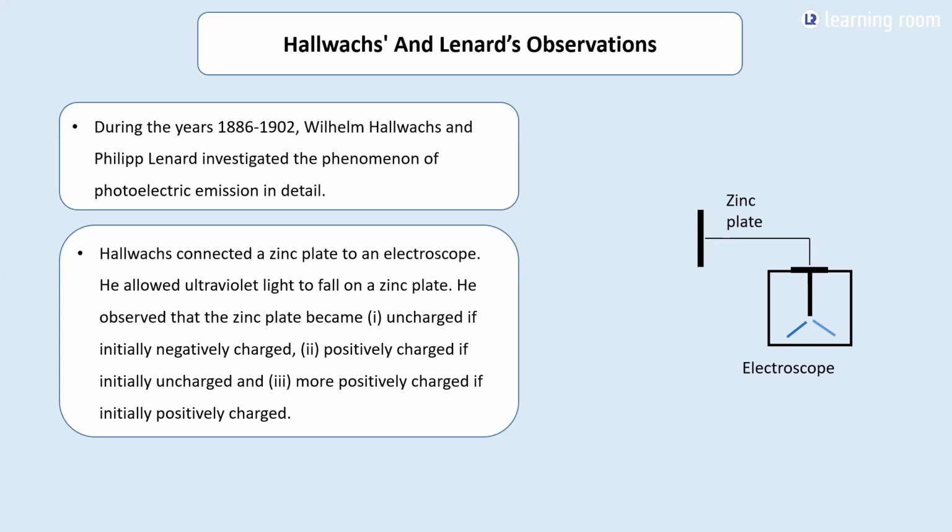In a similar way, if it was already positively charged, it became more positively charged because electrons were getting liberated. And if the plate was initially uncharged, it became positively charged because electrons were getting liberated. All three contexts tell us that electrons are being released. Those electrons are called photoelectrons. All these points I've already discussed.